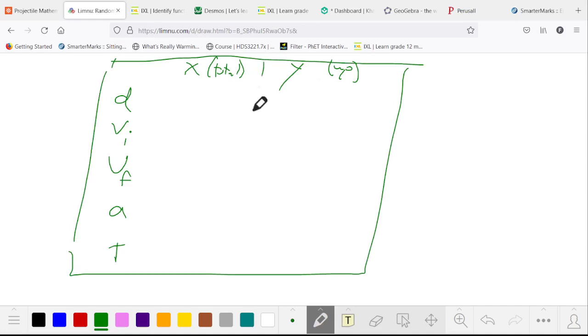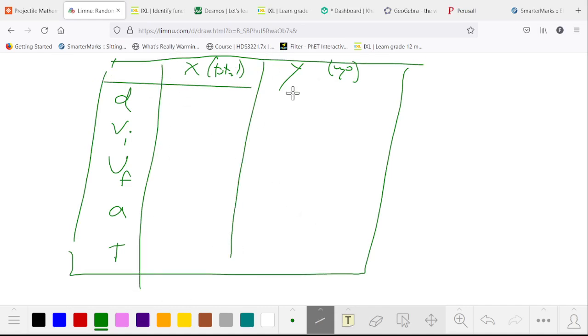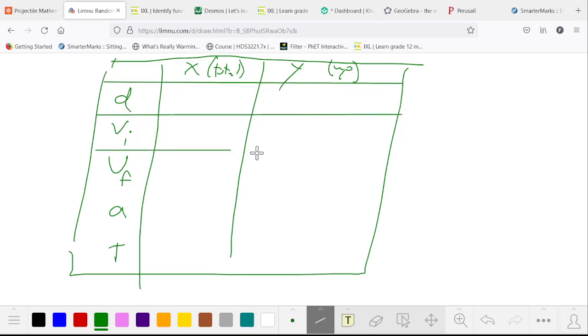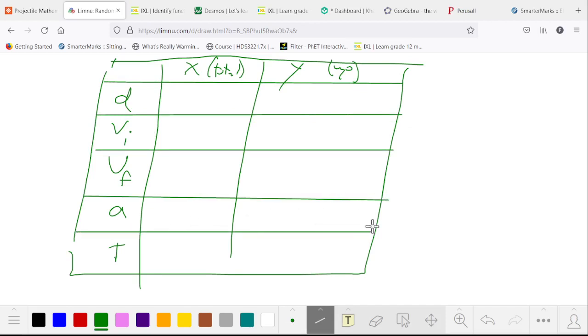So let's take a look at what we were given. Why am I doing these scratchy lines when this has a built-in line tool? Should have used the built-in box tool as well. But anyway, let's take a look at what we know.